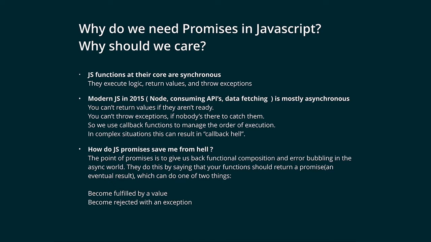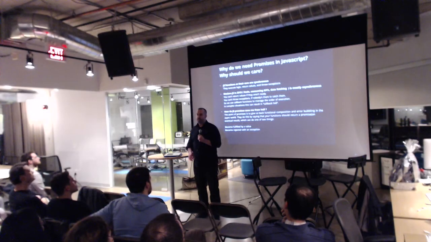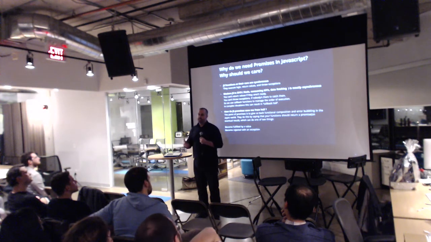So functions as they exist today, if you make an asynchronous call, you can't return a value because what if the API is not ready? You can't throw an exception if nobody's there to catch it. And so the way that we adopted before the world of promises came into play is we used callback functions, and early versions of Node were totally focused around using callback functions to manage the asynchronous nature, because once you throw something onto the event loop, it's not up to you when it comes back.